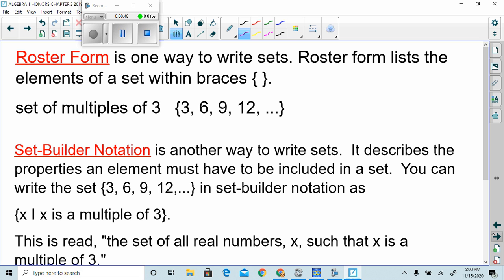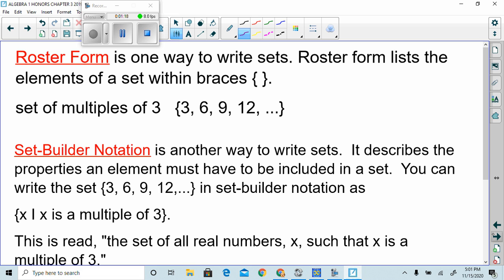Now, there are two ways that we can write sets. The first one is roster form, and that's the way we just list all the elements within these braces. We did an example of that last week when I asked you to write a list of the first 5 prime numbers. So here I'm asking for a list of the multiples of 3. 3, 6, 9, 12, ... says it goes into infinity.